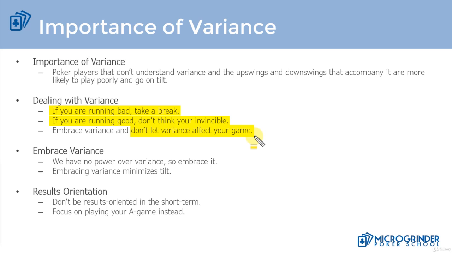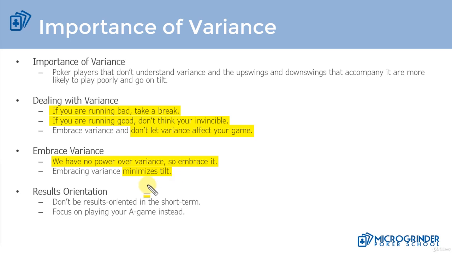If you played a hand properly and you still lost and it was a profitable move, then so be it. Your opponent got lucky. But who's going to win in the long run? You're going to win in the long run. So embrace variance, because we really don't have any power over it. We don't have any power over the outcome or the luck of the draw with the cards. So we should just embrace it because we can't control it. And by embracing variance, hopefully it's going to minimize our tilt as well. That's really the most important thing here.